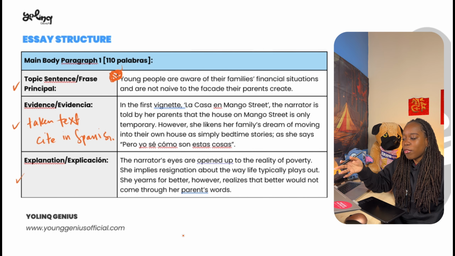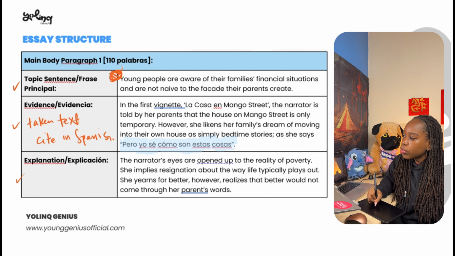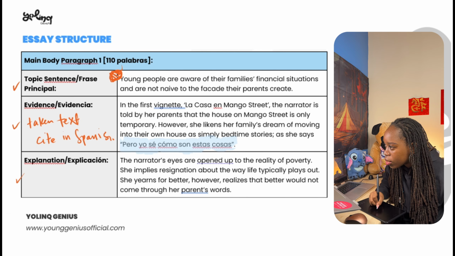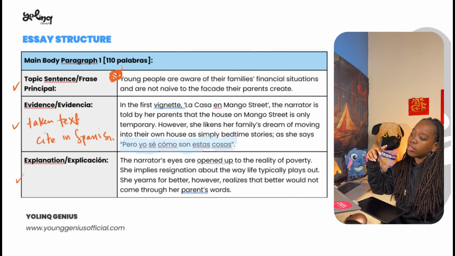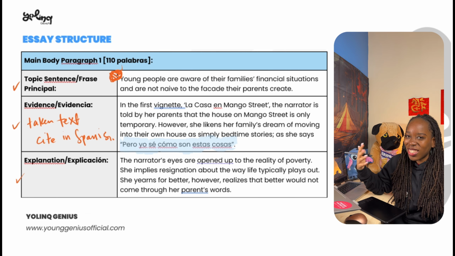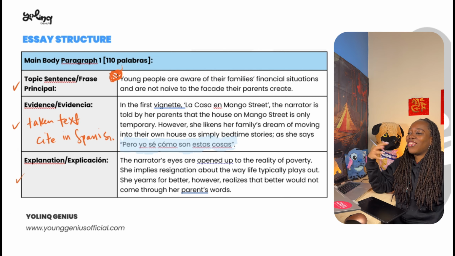And I use the quote, como yo sé cómo son estas cosas. This here is, but I know how these things are. That's what I'm saying. I know how these things are. It is what it is type of vibe, right? She knows that, hey, they said this, but it's not really going to go like that.